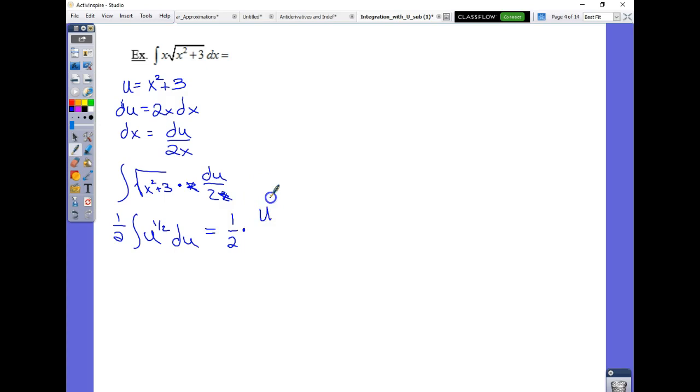U to the 3/2 plus c, or I would actually prefer you skipping straight into this. Division by 3/2 is the same thing as multiplication by 2/3. Your final answer becomes 1/3.